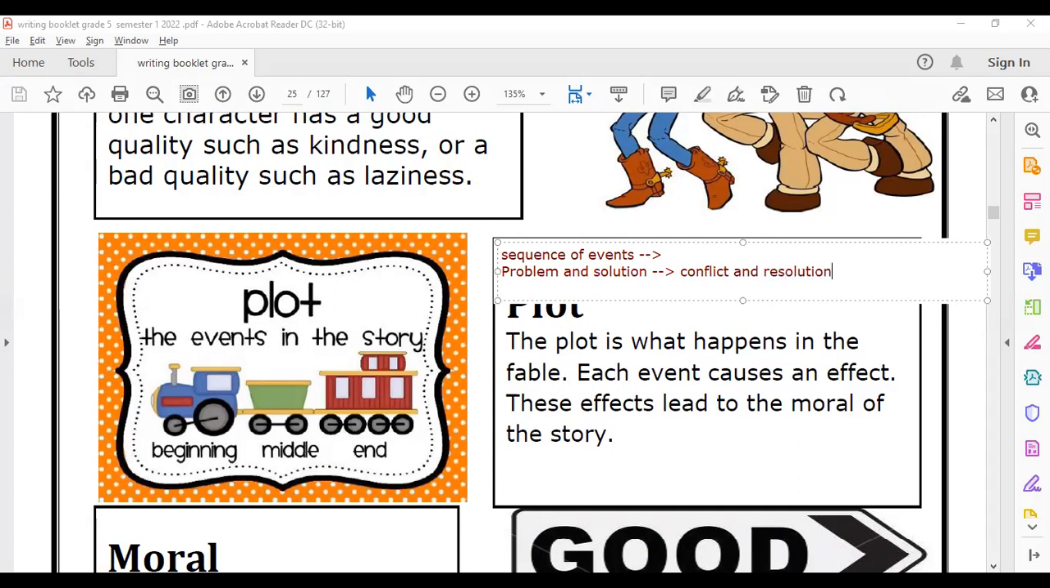Okay. The problem and solution is now, in grade 5, called conflict and resolution. There will be a conflict that is introduced at the beginning of the story or immediately after the setting. Then the hero or the characters will try to solve that conflict. Also, the plot has a climax. What's the climax? It is the most interesting event in the story.